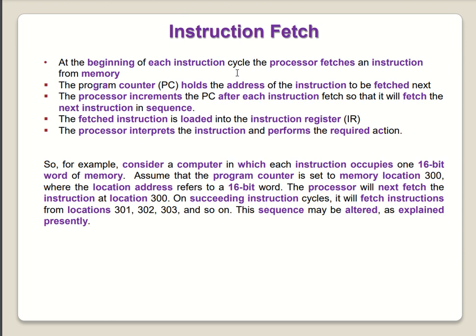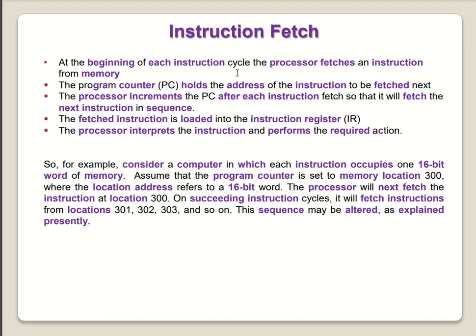At the beginning of each instruction cycle, the processor fetches the instruction from memory. Then how does it fetch the instruction from memory? Memory is a collection of addressable locations. So from which location is the processor going to fetch the instruction? The second step: can you see, the program counter holds the address of the instruction to be fetched.